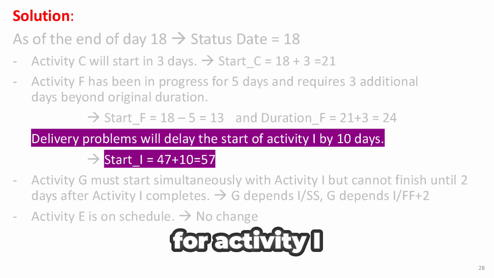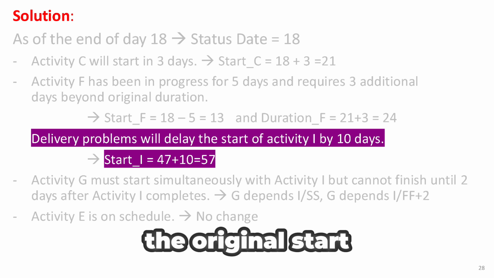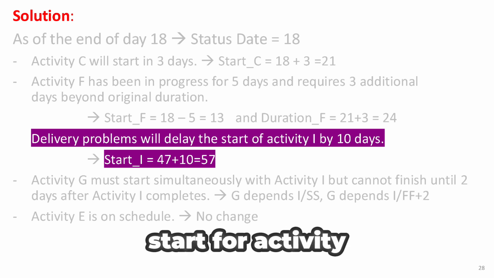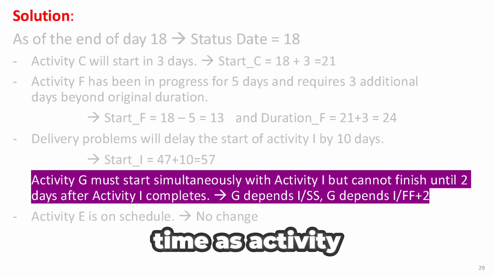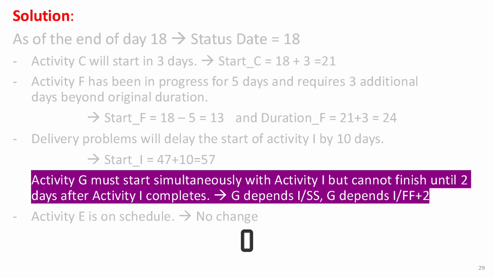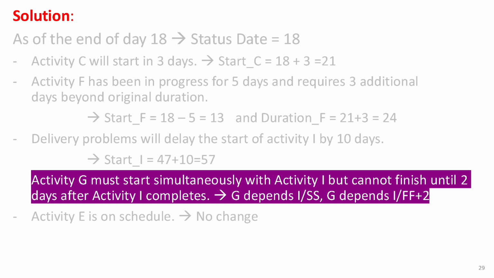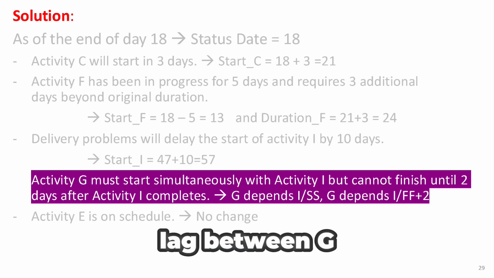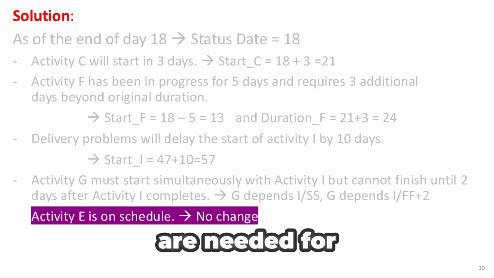So the new total duration for Activity F is 21 days, the original, plus 3 extra days, which gives us 24 days. For Activity I, it's delayed by 10 days due to delivery problems. The original start was on day 47, so we add 10 days to that, and the new start for Activity I will be day 57. For Activity G, it must start at the same time as Activity I. So there's a new start-to-start SS relationship between G and I. It also says that G cannot finish until 2 days after I finishes. This creates a finish-to-finish FF relationship with a 2-day lag between G and I. Lastly, Activity E is on schedule, so no changes are needed for this one.